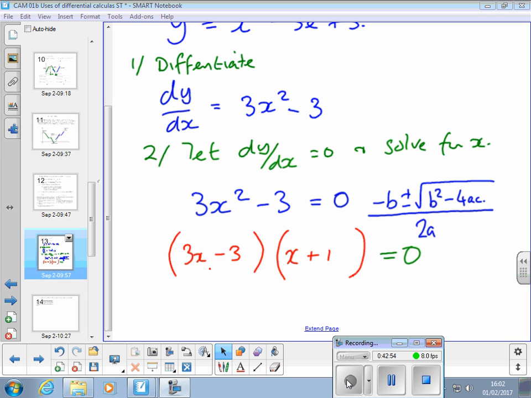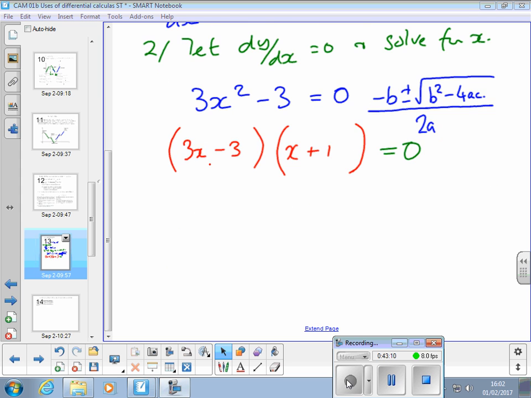If the two multiplied together are going to equal 0, one of them must equal 0. So if we let x equal minus 1, that in there will equal 0.